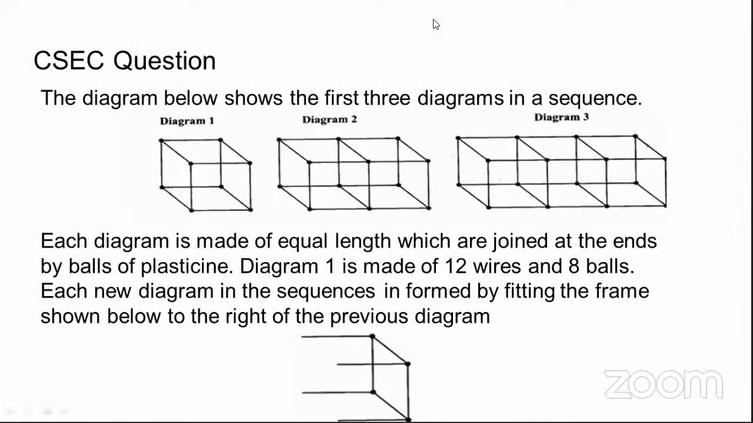All right, so what I'm seeing so far, Watson is saying 24, 12. Talma is saying 20 and 12. Wilson, diagram 2, 20 wires, 12 balls. Asha is saying 20 wires and 12 balls. Akeem is saying 12 wires, 12 balls.